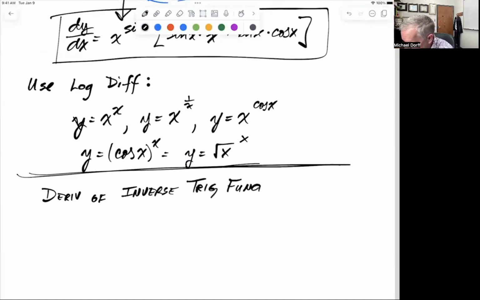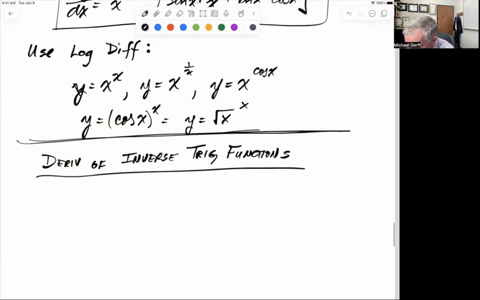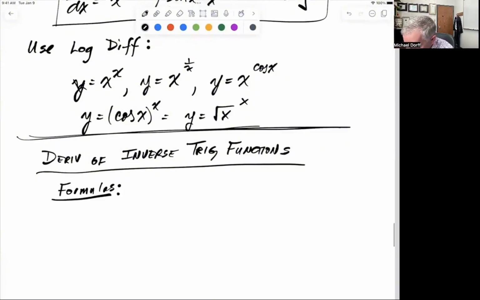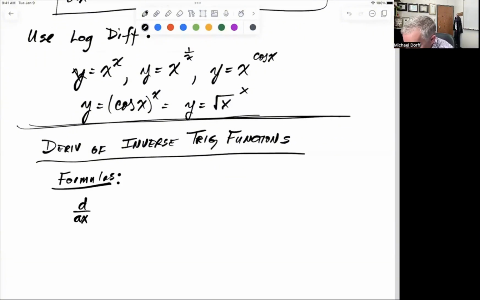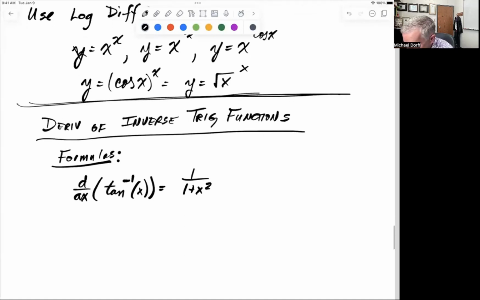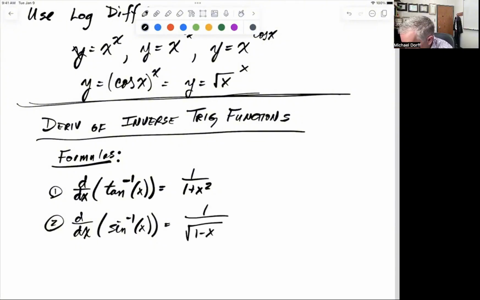So we're going to quickly discuss that here. There's a bunch of formulas for this. What are my inverse trig functions? Well, I've got arctangent, also written as tangent with the -1 up there. The derivative of that is 1 over 1 plus x squared. That's number 1. And if I have d/dx of the inverse sine or arc sine, that's going to be 1 over the square root of 1 minus x squared.